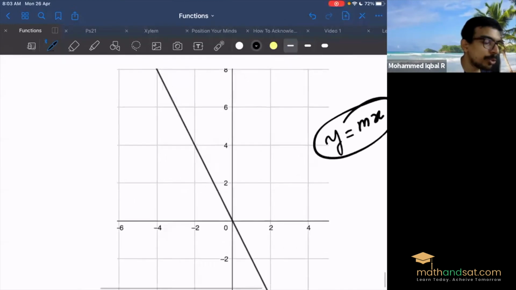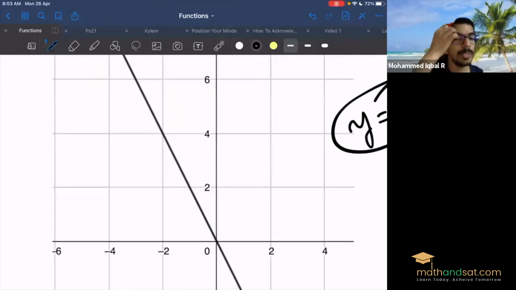Now tell me what will be the slope. From this, can you tell me what the slope is? Please tell me what the slope is in this case. What about others?